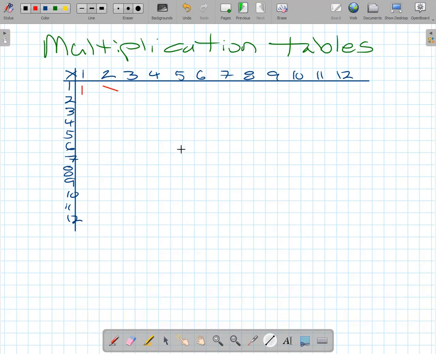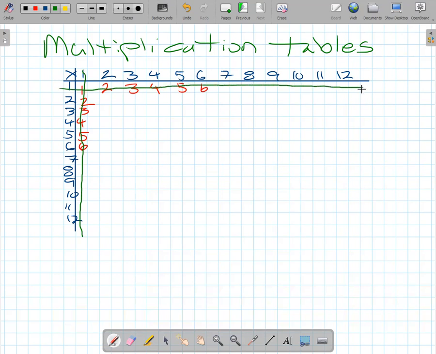1, 2, and so on in each direction, right? 2, 3, 4, 5, 6, and so on. So do we really need to show multiplication by 1 in here? And I don't think we really do in either direction. So we can kind of get rid of that row and that row.